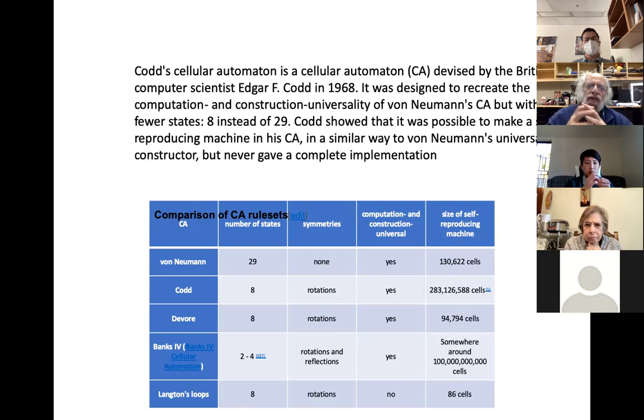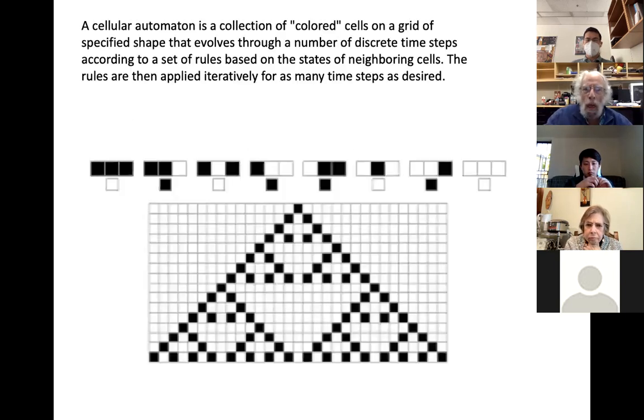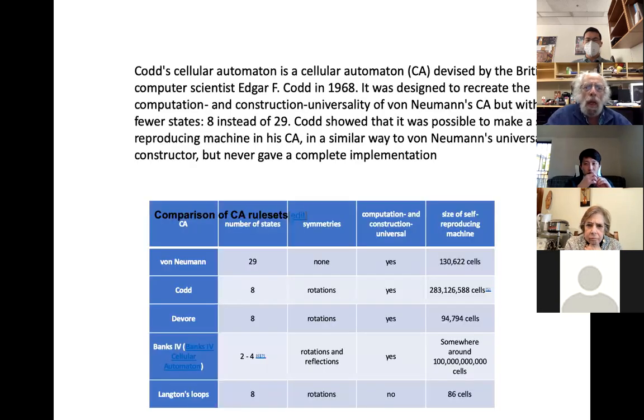Now, the number of states von Neumann needed in order to build his self-reproducing machine, he had to make all these things that he talked about, like from NAND gates or something like that. He used a 29-state automaton, and he needed 130,622 cells.